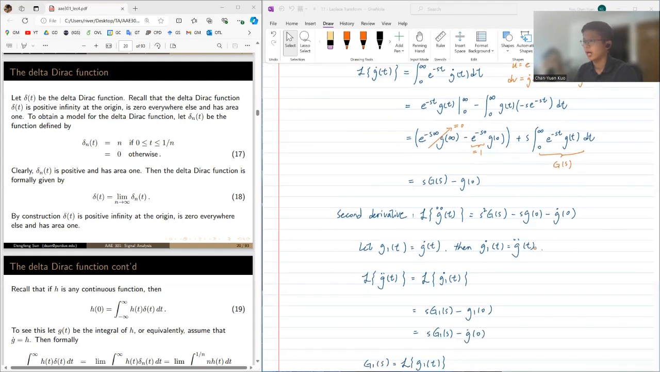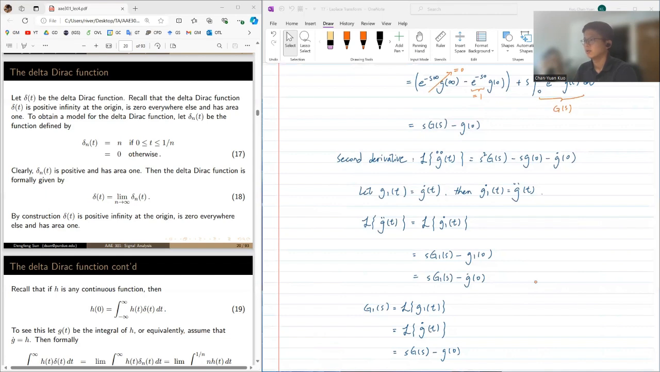And now let's take a look at the Laplace transform of the second derivative of the function g. That's equal to s squared times the Laplace transform of g minus s times g of 0 minus the first derivative of g evaluated at 0.